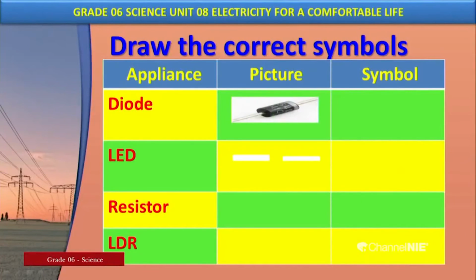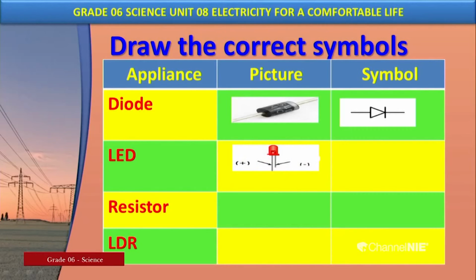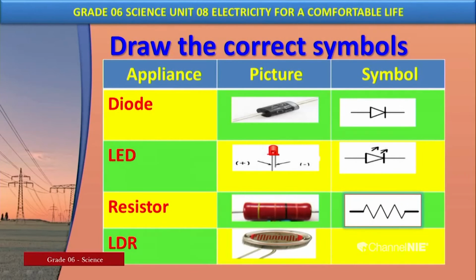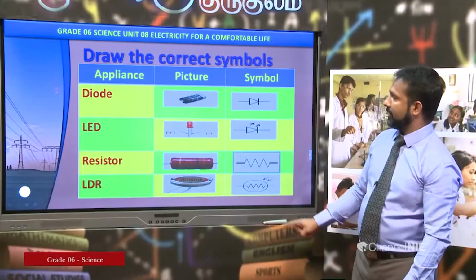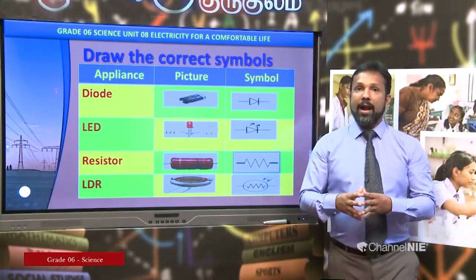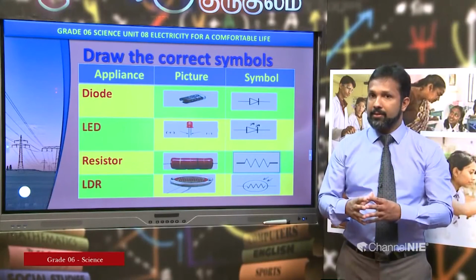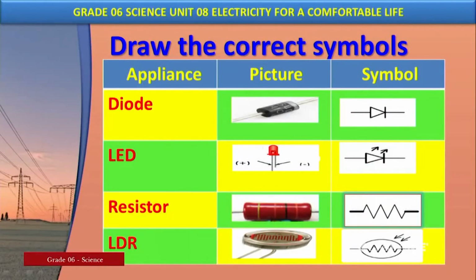Diode. Picture of diode. Symbol of the diode. Picture of the LED. Symbol of the LED. Picture of the resistor. Symbol of the resistor. Picture of the LDR. Symbol of the LDR. You can focus your attention and keep in mind the symbols of appliances and the pictures of these appliances.